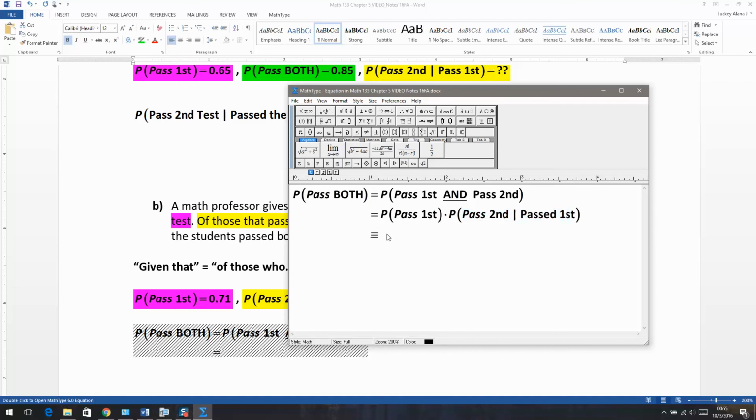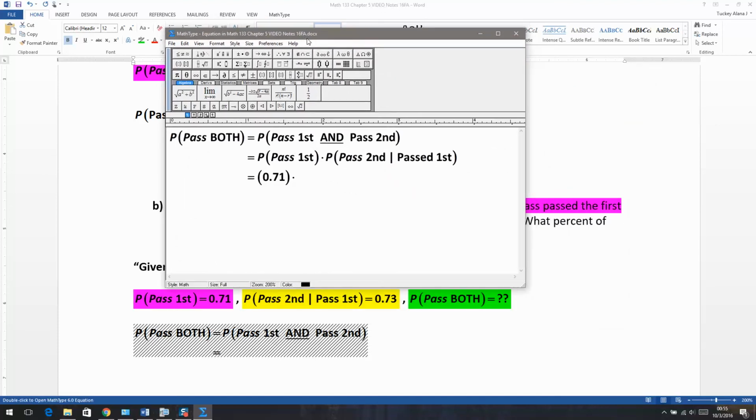Okay, well, let's see. Probability of passing the first is 0.71, times, I'll put that in parentheses, the probability of passing the second given we passed the first. That was the yellow part, which is 0.73. So all we have to do is multiply these two numbers and we've got it. And it should be about 0.5183.